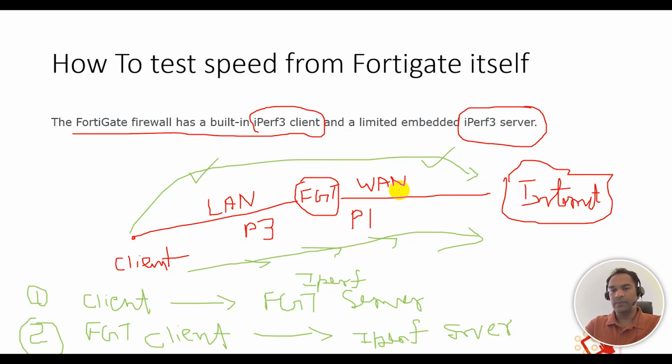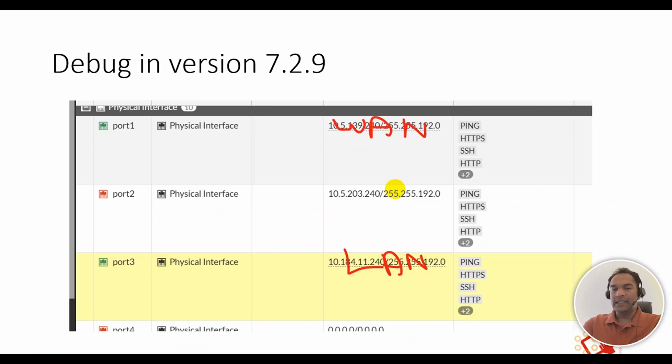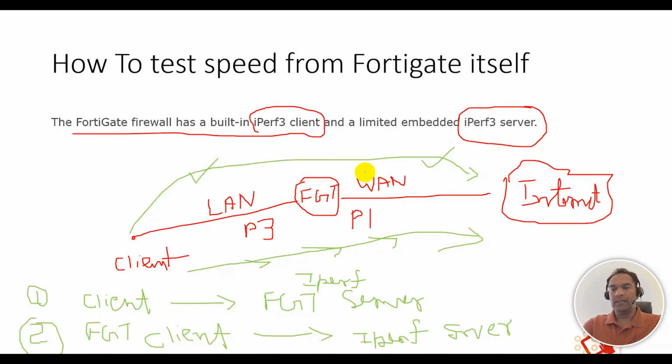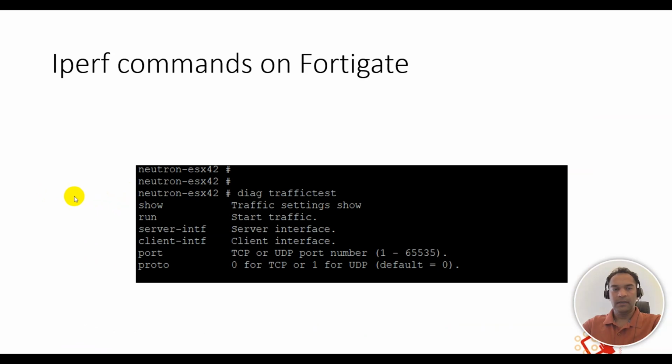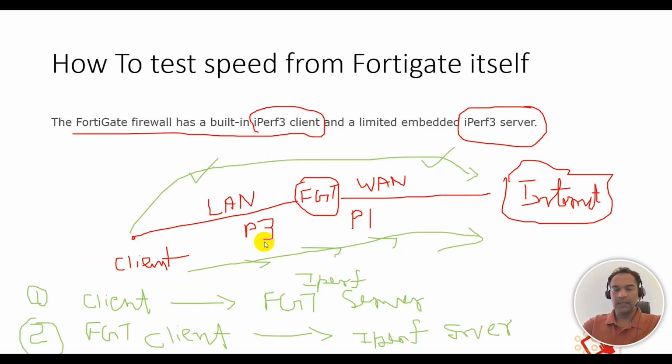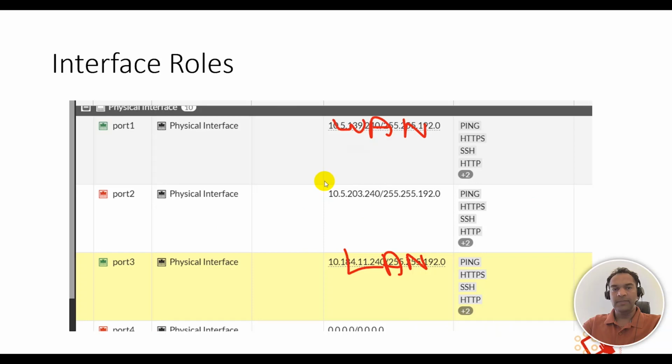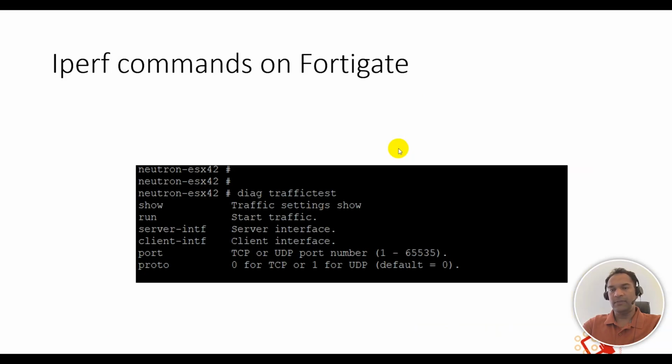So as I explained in my previous slide, these are the interfaces used as WAN and LAN. As per my previous diagram, P3 is the LAN and P1 is the WAN. I'm just explaining that P3 is my LAN and port 1 is the WAN.